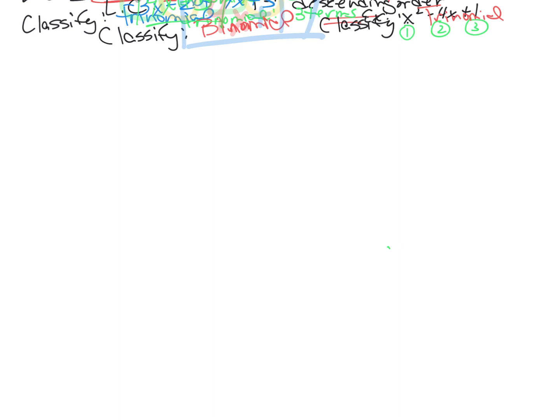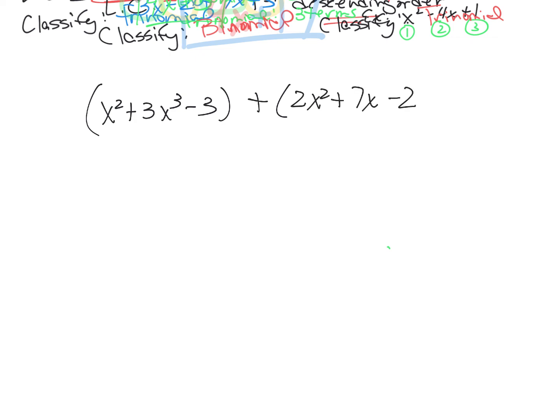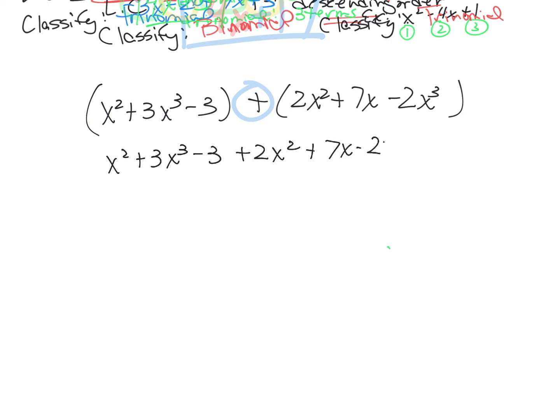So what if I gave you x squared plus 3x to the power of 3 minus 3 plus 2x squared plus 7x minus 2x to the power of 3. Again, we're adding, so I don't really need the parentheses, so I'm just going to rewrite this without the parentheses. And now I'm going to look for like terms. So I have an x squared. I'm going to go down the line. That's an x to the power of 3. Can't combine it. Can't combine it.